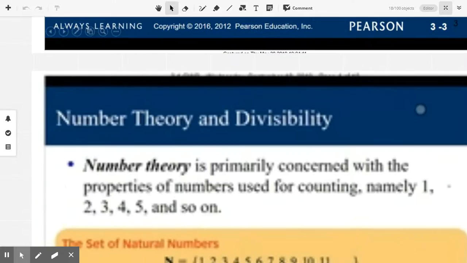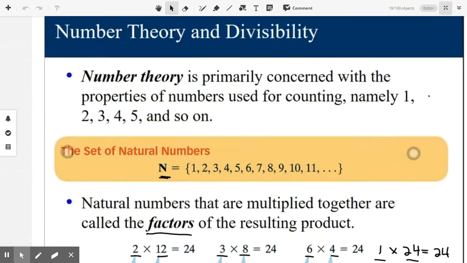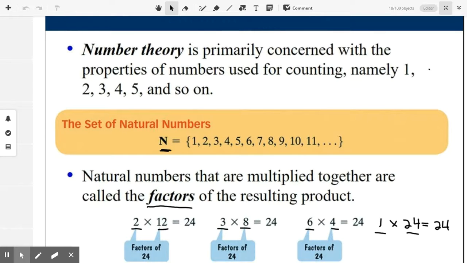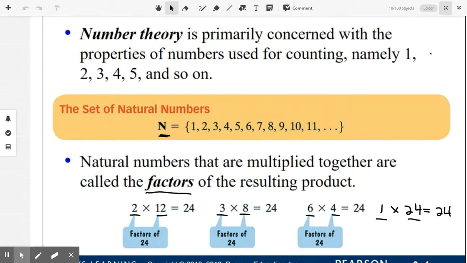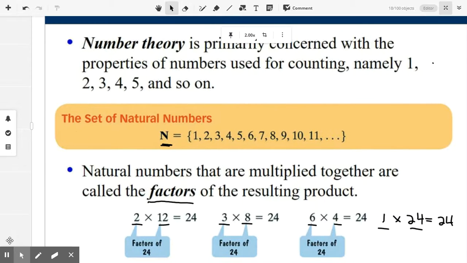So here we go. All right. Number theory is primarily concerned with the properties of numbers used for counting, namely 1, 2, 3, 4, 5, and so on and so on. So one of the sets of numbers, you've had these before, different sets of numbers, is called the natural numbers. It's also called the counting numbers.